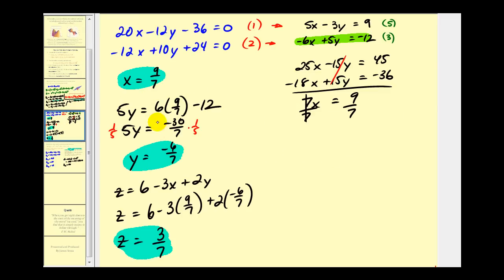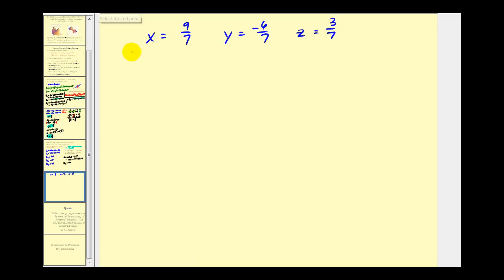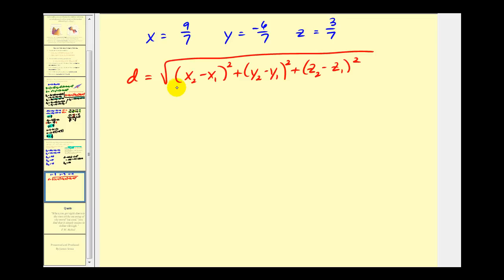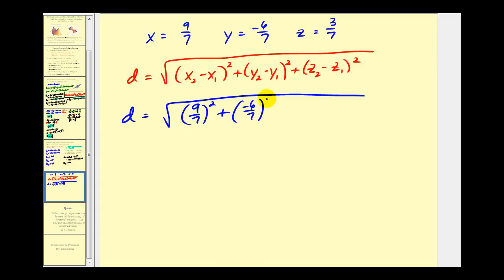So that tells us that when x is 9/7, y is negative 6/7, and z is 3/7, we are minimizing the distance from the plane to the origin. So the last step is to determine what that minimum distance would be. So to determine that minimum distance, we do have to go back and use the distance formula between 2 points in space. So let's go ahead and perform the substitution. Remember, the second point was the origin. So we'll have 9/7 minus 0 squared, or just 9/7 squared, plus negative 6/7 minus 0 squared, and then 3/7 minus 0 squared.